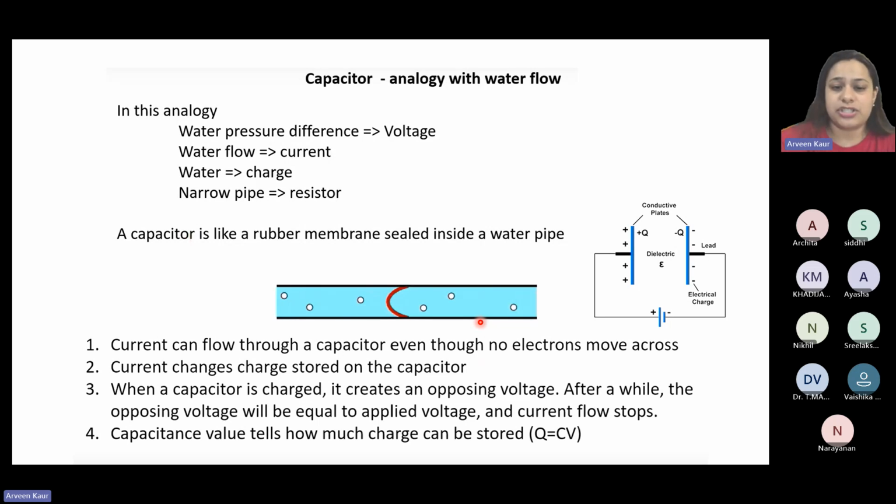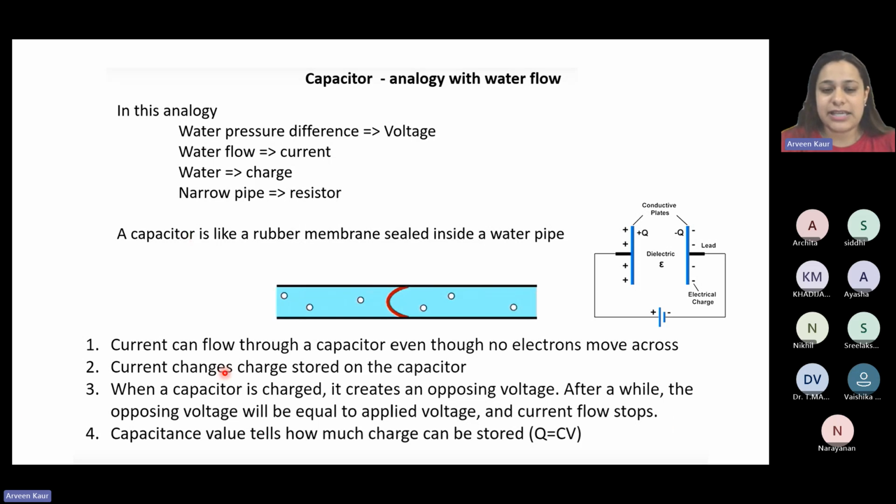But current changes as charge is stored on the capacitor, right? When the capacitor is charged, it creates an opposing voltage. After a while, the opposing voltage will be equal to the applied voltage and current flow will stop. So the rubber will not continuously keep deforming into this shape. After a point, charge will accumulate on this end, right? And it will create enough resistance to stop the flow, right? So there will be no more current flow in this capacitor after a while.